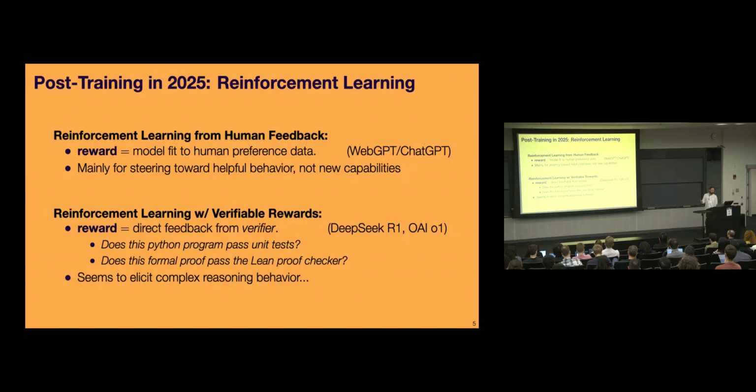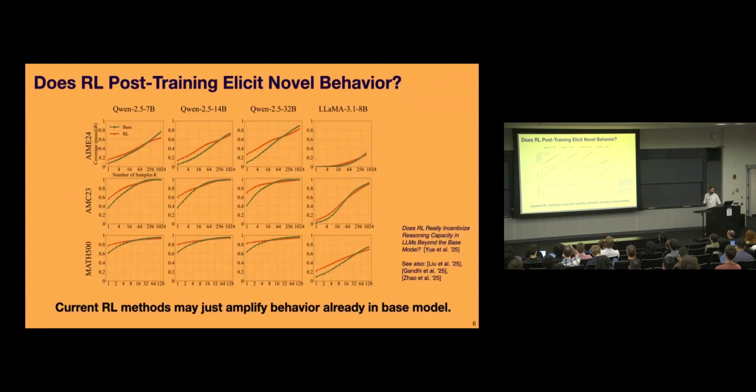This has led to huge improvements in reasoning capabilities in the last year. If you look at whether this is actually eliciting really new reasoning behavior, the results here are actually a little mixed. So this is from a paper called, Does RL Really Incentivize Reasoning Capacity Beyond the Base Model?